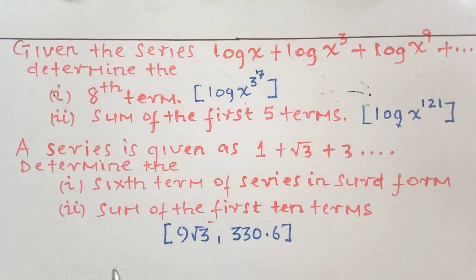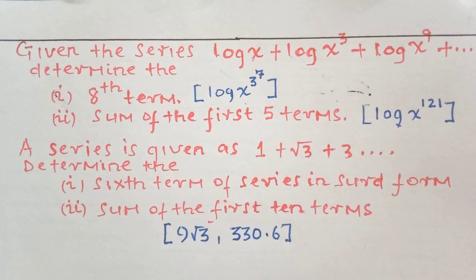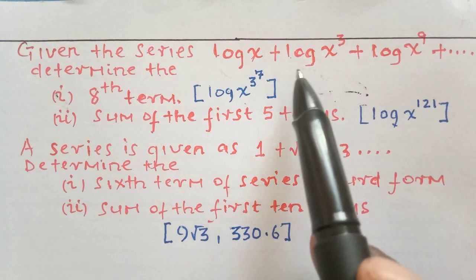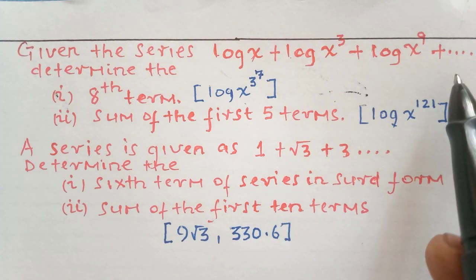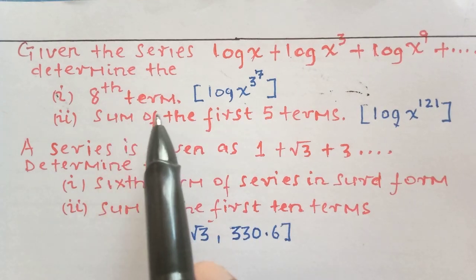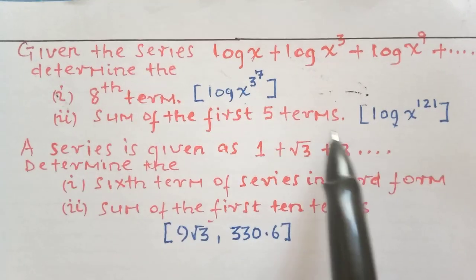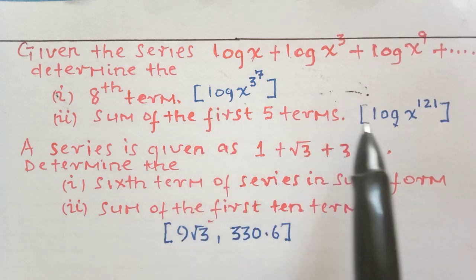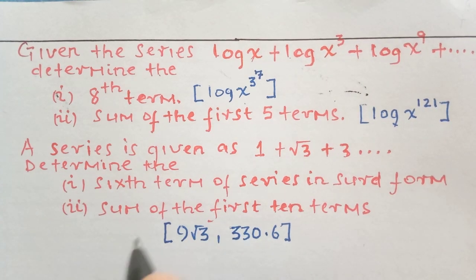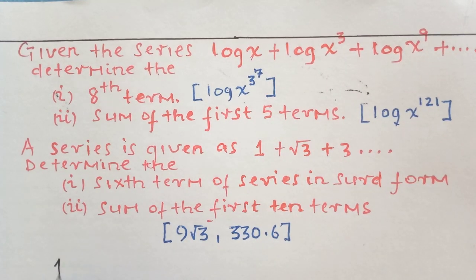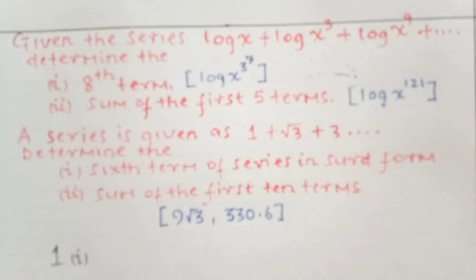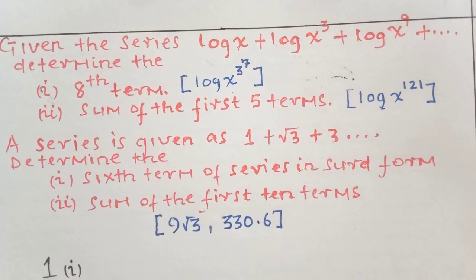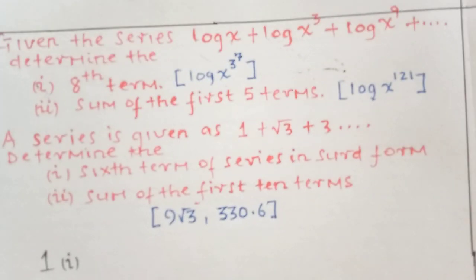So let's look at these questions, guys. We start with question number 1. Given the series log x plus log x cubed plus so on, determine the eighth term and the sum of the first 5 terms. First of all, we have the answers there. So I go direct to question number 1, that is Roman 1. The question I have read, so I go ahead now and solve the problem.